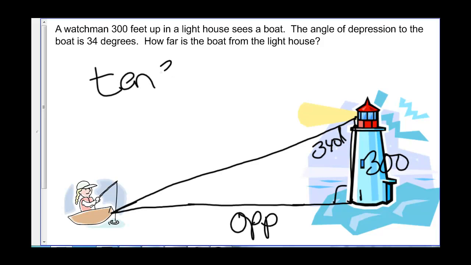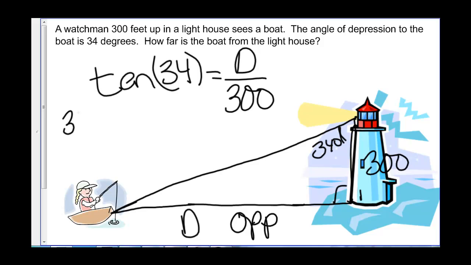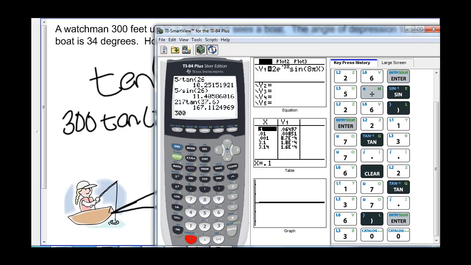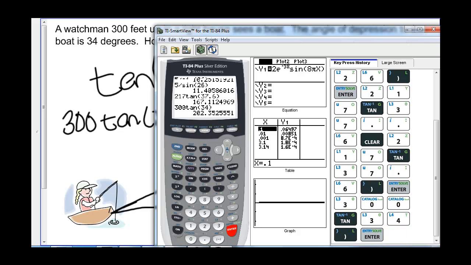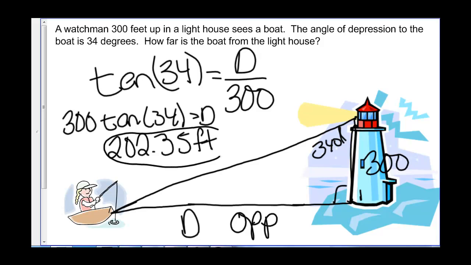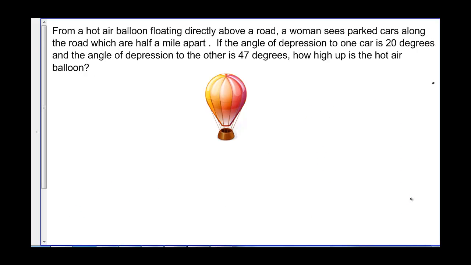So tangent of 34 equals opposite. So let's call this the distance d over adjacent, which is 300. So 300 times tangent of 34 equals our distance. So 300 tangent of 34, and we get 202.35 feet is our distance.